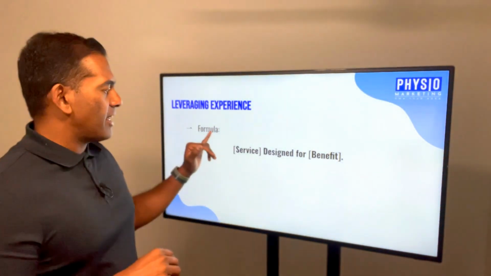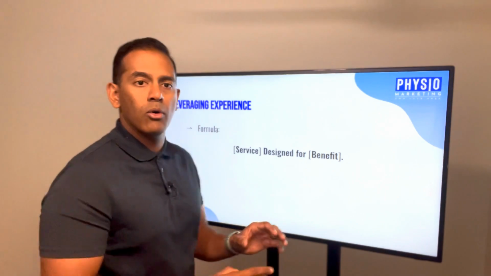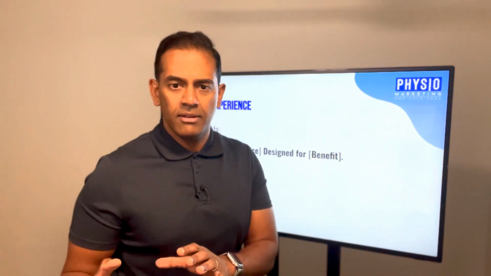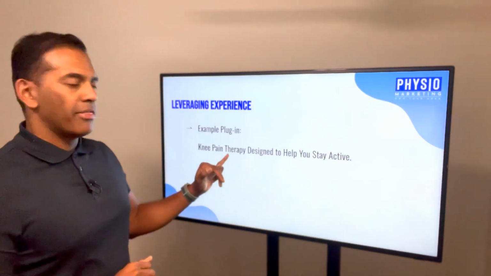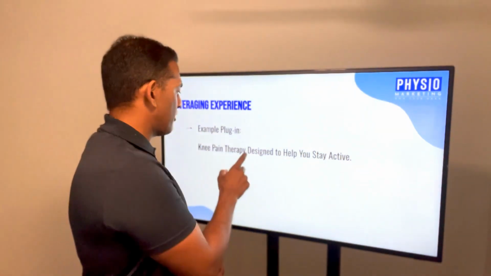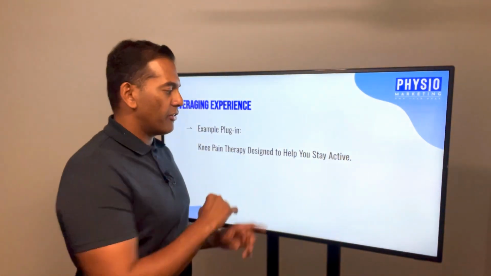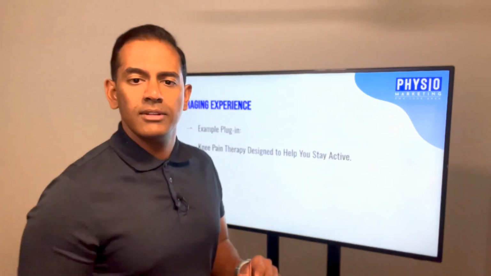That's one example. Second example is what we call leveraging experience, all right? So the formula for that is, the variable is service designed for benefit, all right? I'll give you another example of that. So this one here is knee pain therapy designed to help you stay active. All right, so knee pain therapy is what's been inserted there, along with what they're looking to get, the benefit, help you stay active, right? And you can see all these little variables that you're inserting, you can change them around to suit your particular area, all right? That's leveraging experience.